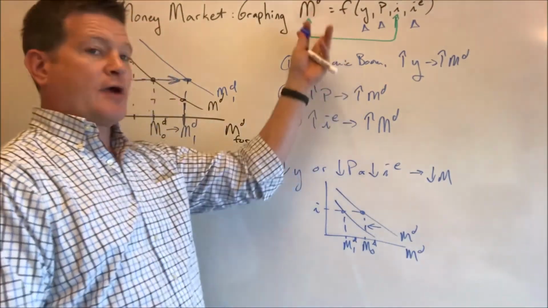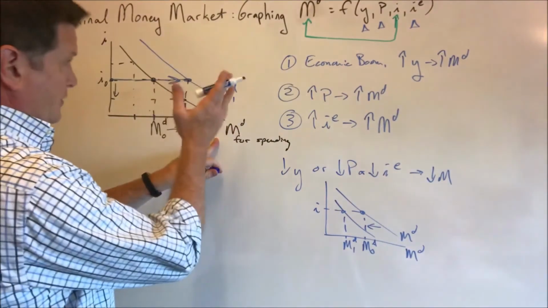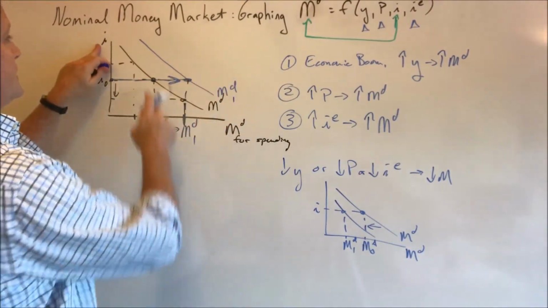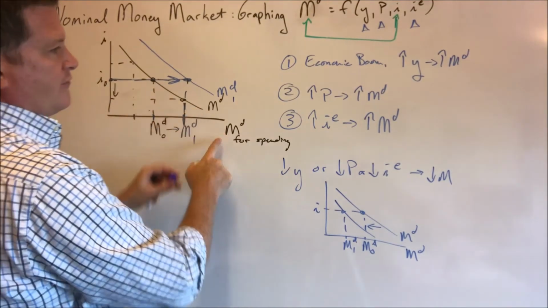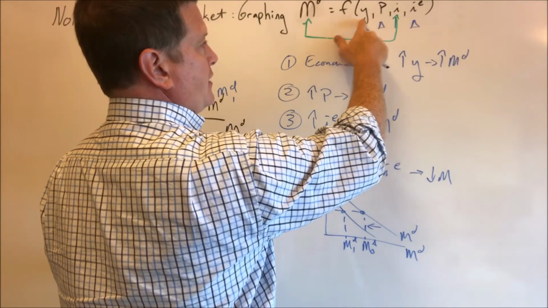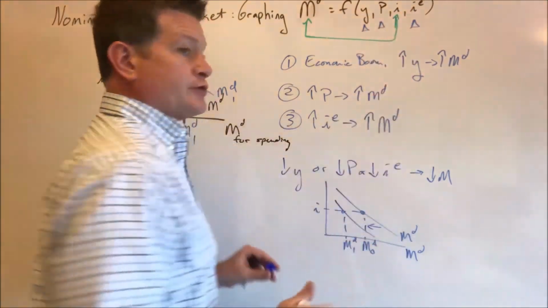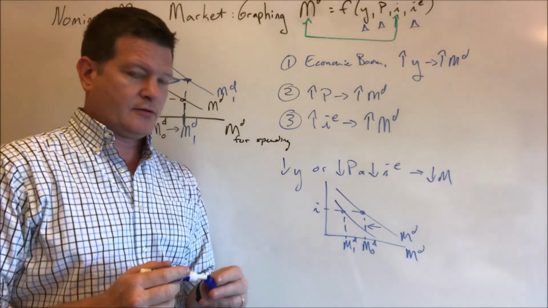So we graph it in price quantity. The price of obtaining money is the interest rate. So it's a downward sloping curve. To shift it right or left, we need to look at changes in income, price level, or future expected interest rates. That'll move the curve around in this graph.